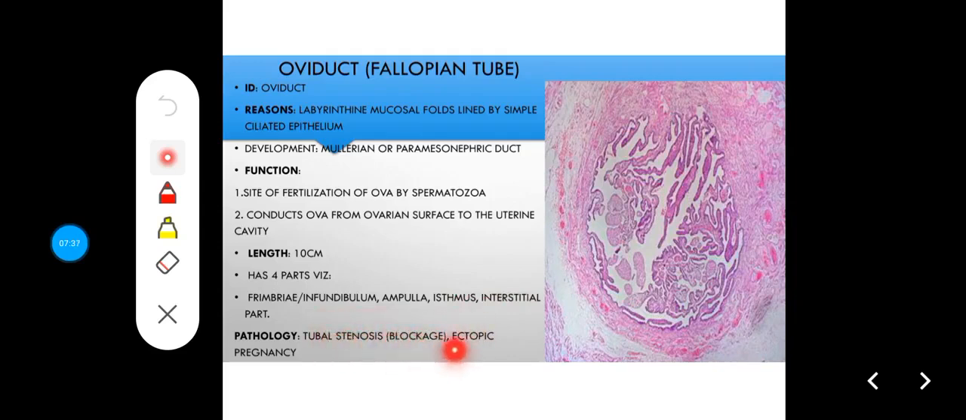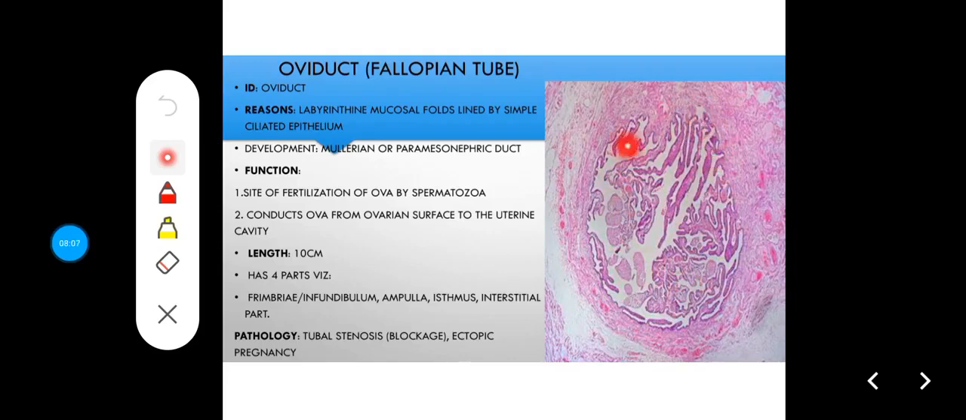So look at this image here. This is a classic slide of the oviduct. This is a tubular organ, and in every tubular organ we expect to see a lumen. But here we notice that the mucosa folds out and obscures the lumen due to the numerous folds. This is called the labyrinthine mucosal folds. Look at the way it obscures the lumen, it fills up the lumen.